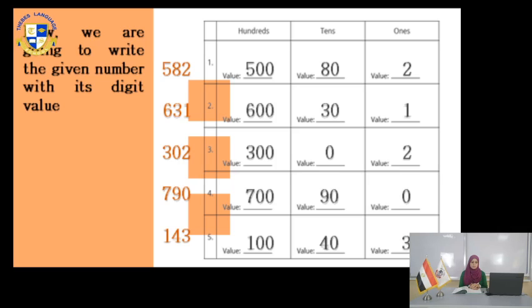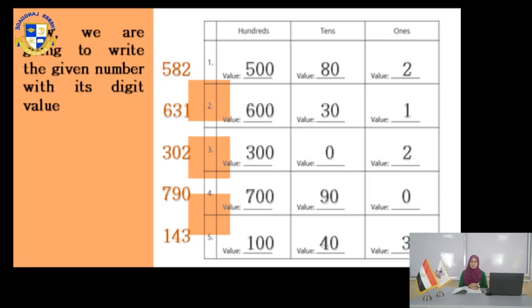The last number, 143. Listen, 143. How many hundreds do you have? Yes, 100. Look for the tens. 140. So your tens has a value of 40. And the ones is just 3. So your number is 143.